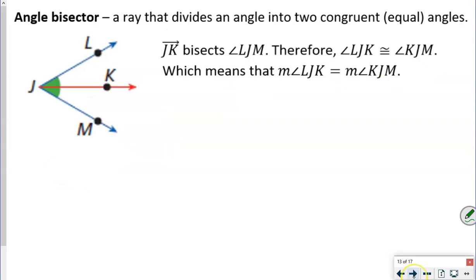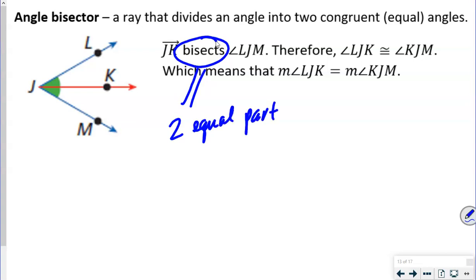Okay? All right, angle bisector is a ray that divides an angle into two congruent or equal angles. So it says JK bisects angle LJM, therefore LJK. So bisects means what? That's what we need to differentiate here. Bisects means two equal parts, right? You need to remember that, okay? That means it cuts the big angle into two equal angles.